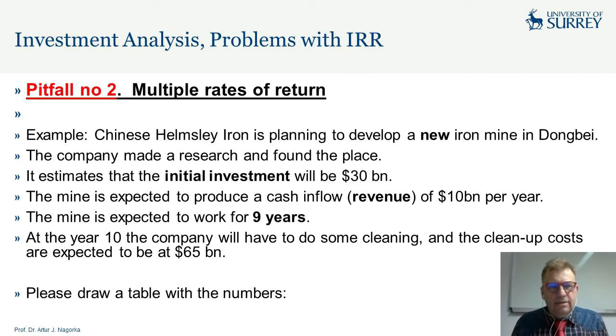And in the year 10, during the year 10, the company will have to do some cleaning. You know, we have to be environmentally friendly. The environment has to be really taken care of. So the company needs to do cleaning, and the cleaning is quite substantive because it will cost a hefty sum of $65 billion. So could you please draw a table with the numbers?